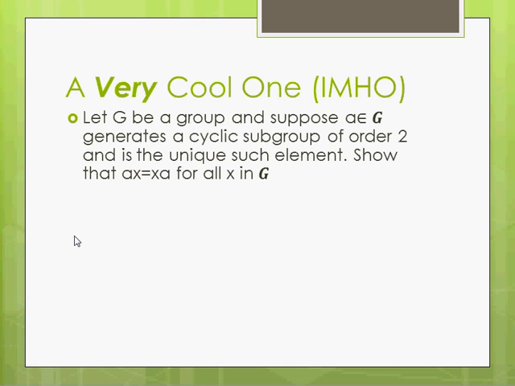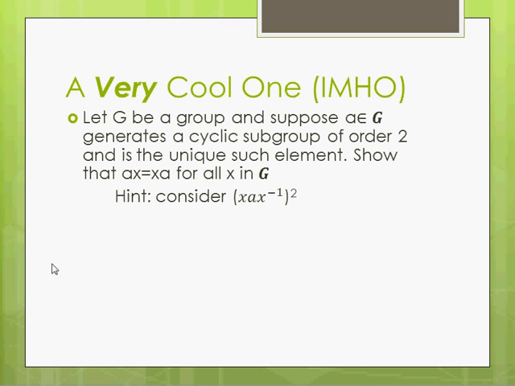So X is any element in G, but A generates a cyclic subgroup of order 2, and it's the only element. It's the unique such element. So it's the only element that when you square it, you get the identity, besides the identity itself. So this one you might have to review just a couple times, but I promise you it's worth it. Once you understand it, it's a very interesting problem. Once you wrap your mind around the whole thing, it's very cool.